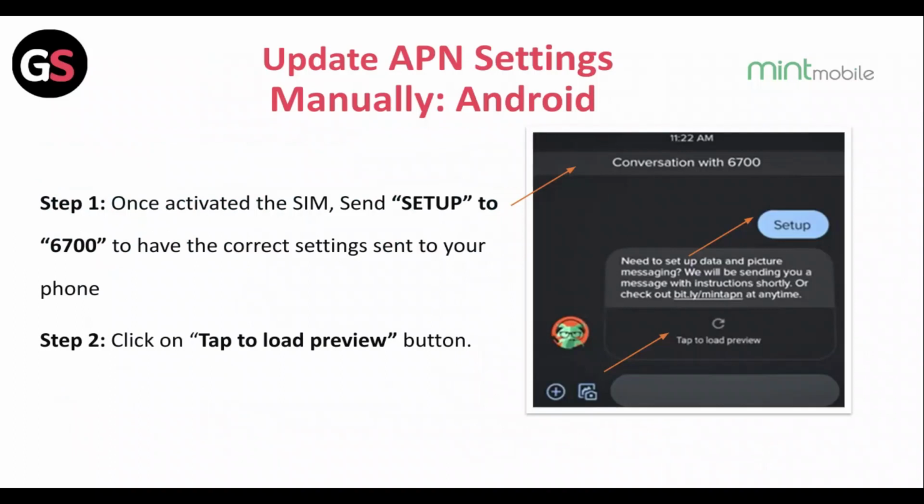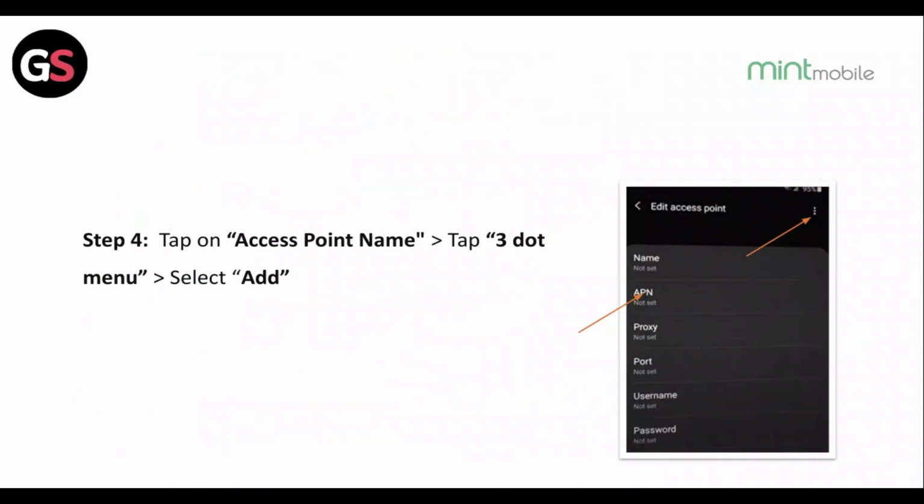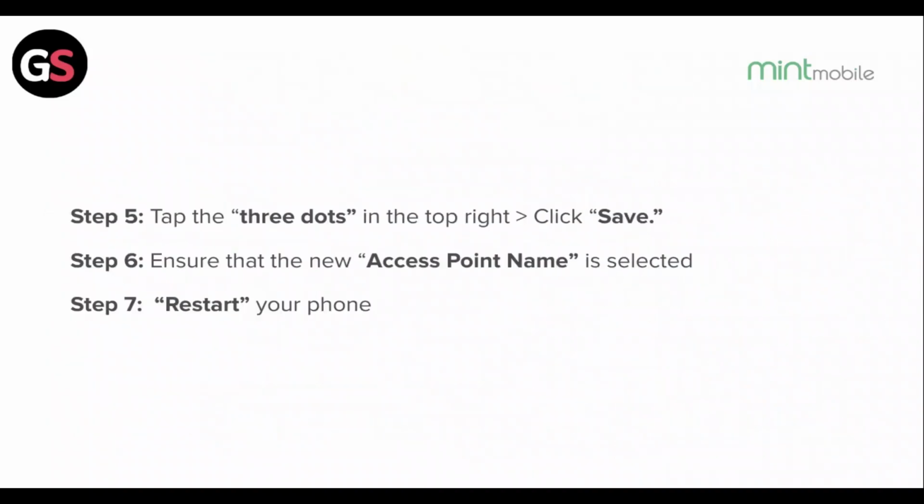Update APN settings manually for Android. Step 1. Once you have activated the SIM, send the word setup to 6700 to have the correct settings sent to your phone. Step 2. Click on the tab to load preview button. Step 3. Open the Settings app, then Network and Internet, then Mobile Network. Step 4. Tap on Access Point, tap on the three-dot menu and select Add. Enter the following details. Step 5. Tap the three dots in the top right and click Save. Step 6. Ensure that the new access point name is selected. Step 7. Restart your phone.